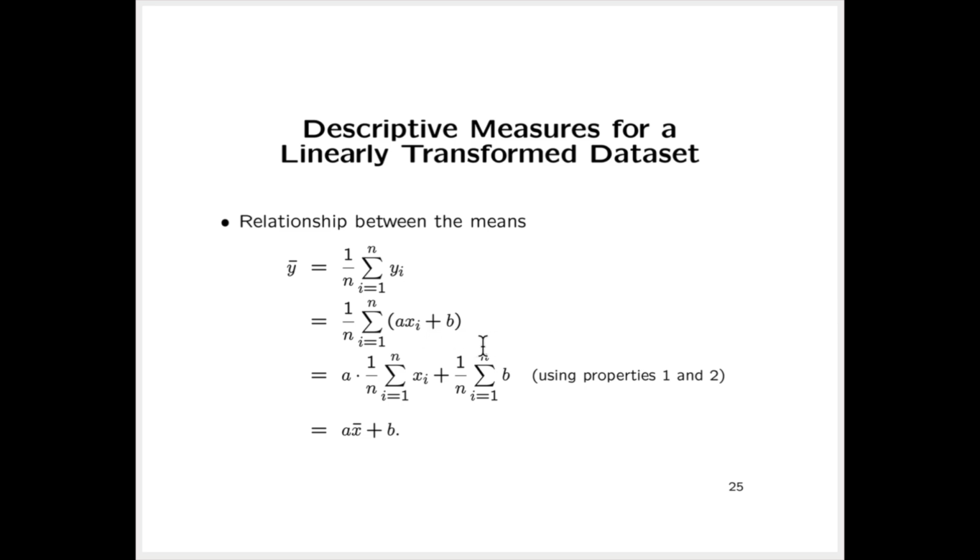And now we can invoke properties of summation that we started off in this section talking about. I'm combining a couple steps here into one, but by using properties 1 and 2 of summations, we can re-express this as a times 1 over n times the sum of the x's plus 1 over n times the sum of the b's. Well, this quantity right here is just x bar, and for the b's, we're just adding b up n times, so that's n times b, but then we divide by n, so the n's cancel out, and we have y bar being equal to a times x bar plus b.